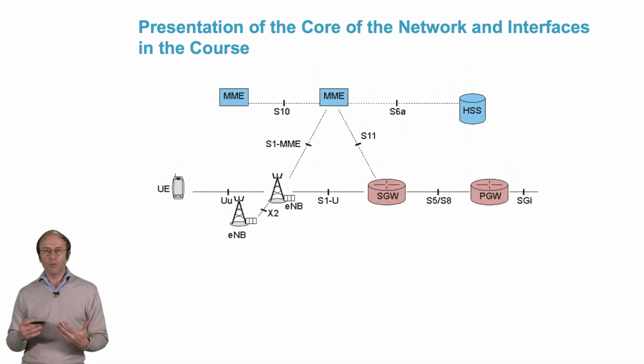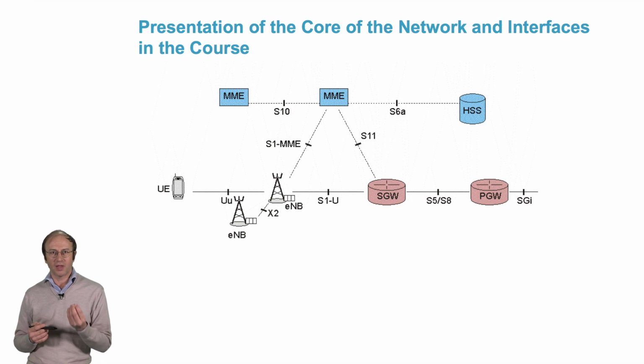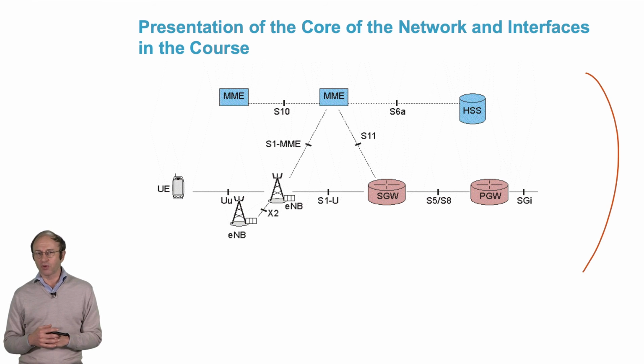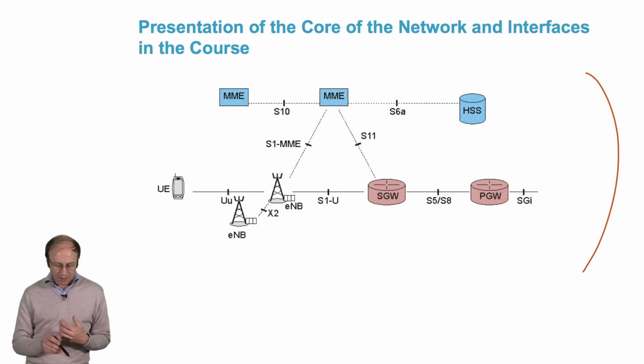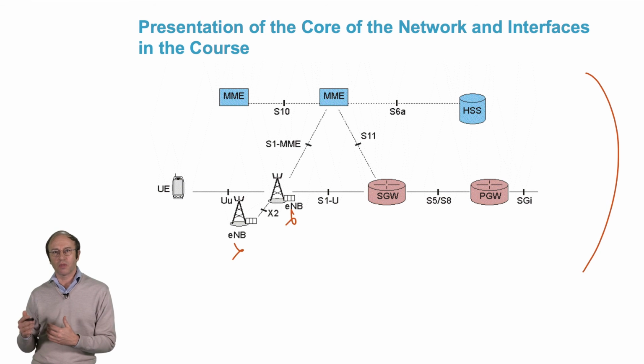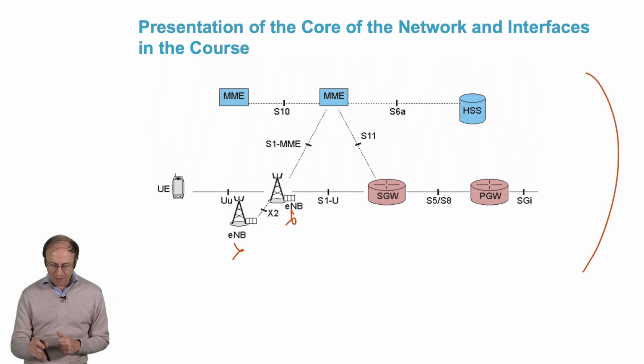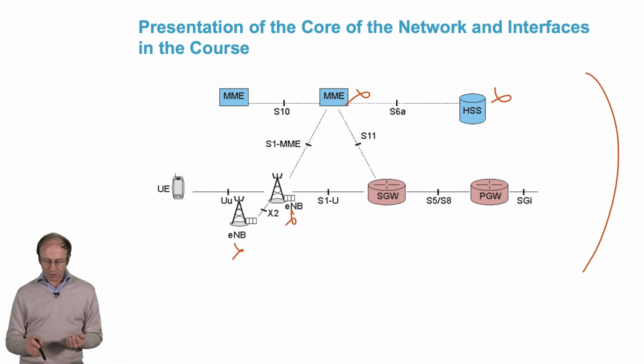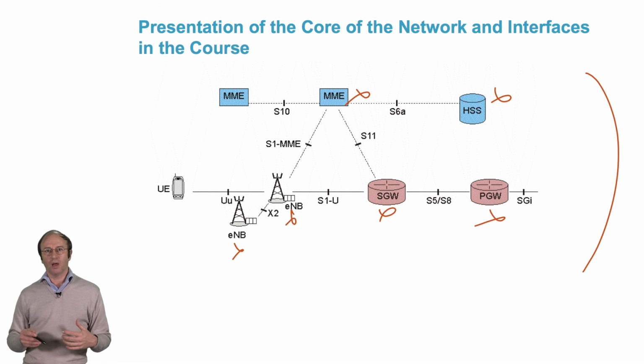In this MOOC, we will consider the nodes that should be present in every 4G network. We'll use this representation throughout this course. It summarizes the 4G architecture: the eNodeBs, which cover the territory, the MME and HSS, which manage the control function, the S-gateway and P-gateway, through which the user data is routed.